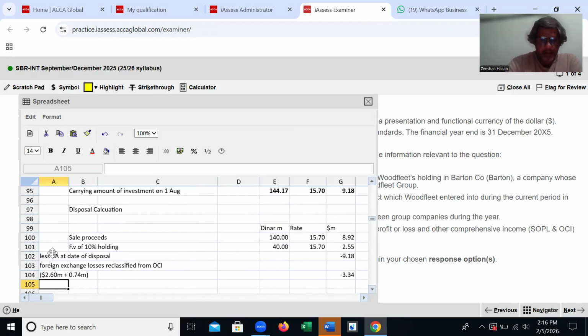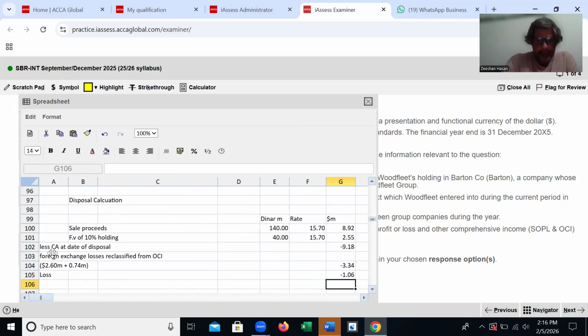There we go. We have a loss over here. Let me show you how. Is equal to this plus this plus this plus this. So it is a loss 1.06. Right. Let me highlight it. Control B. That's it.